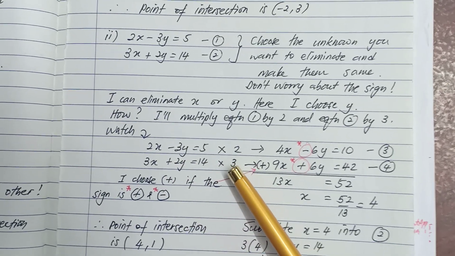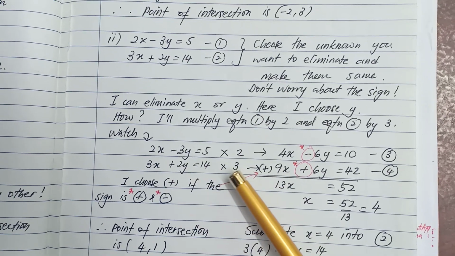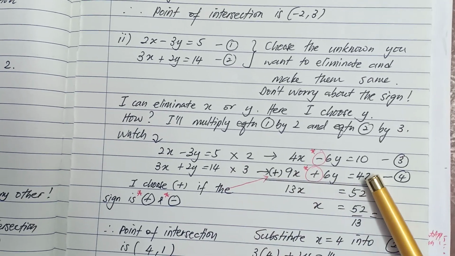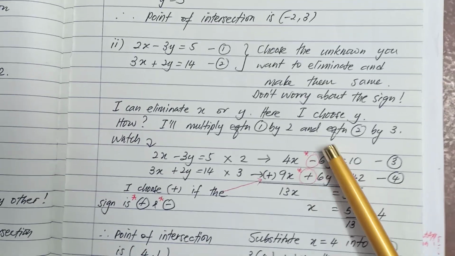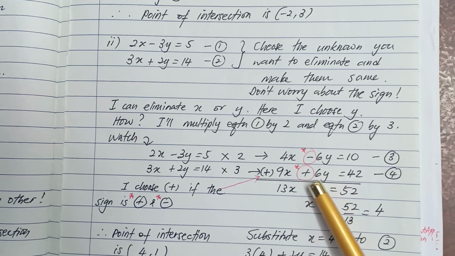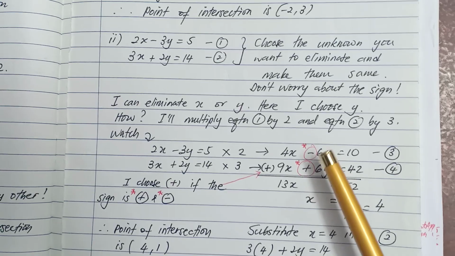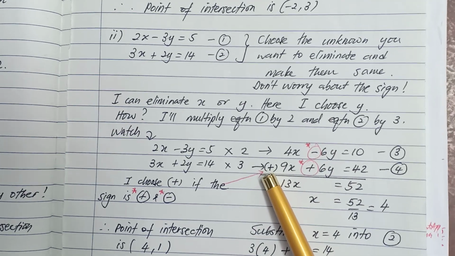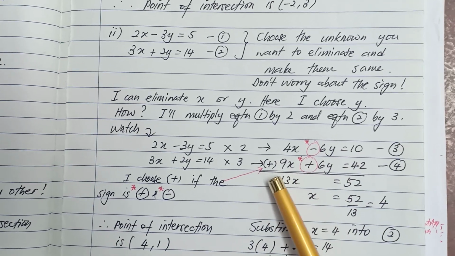I multiply by 3. So 3 times 3 gives me 9x. 2 times 3 gives me 6y. And 14 times 3 is 42. I call this equation 4. I draw a line. Now since I am going to eliminate y, I have negative 6y and positive 6y. When the unknown I want to eliminate has one negative and one positive, always use plus here. Remember, one negative, one positive, always use addition.